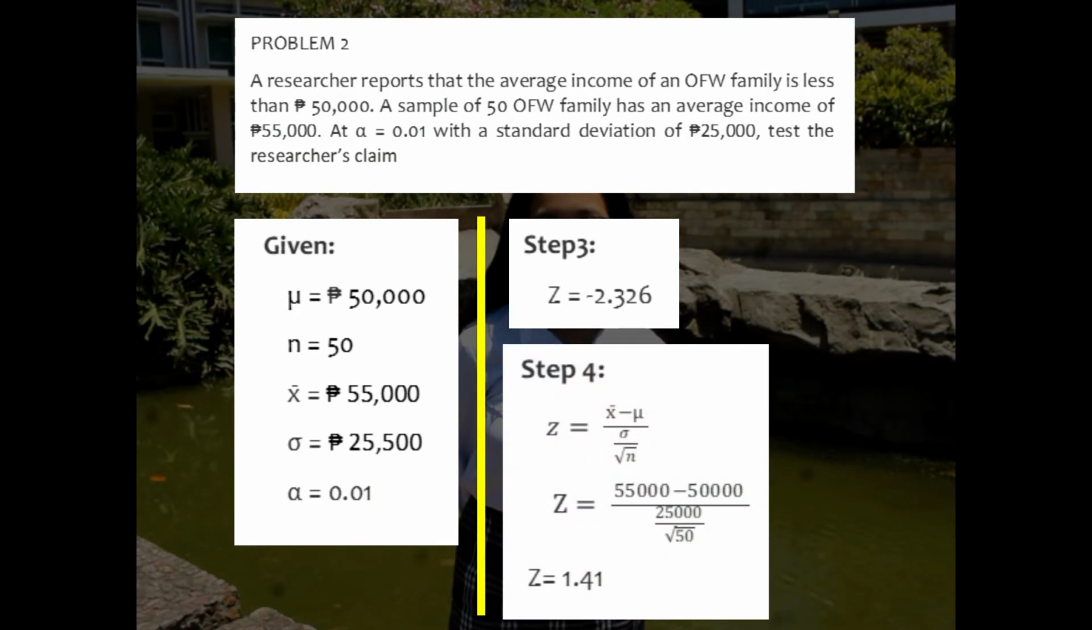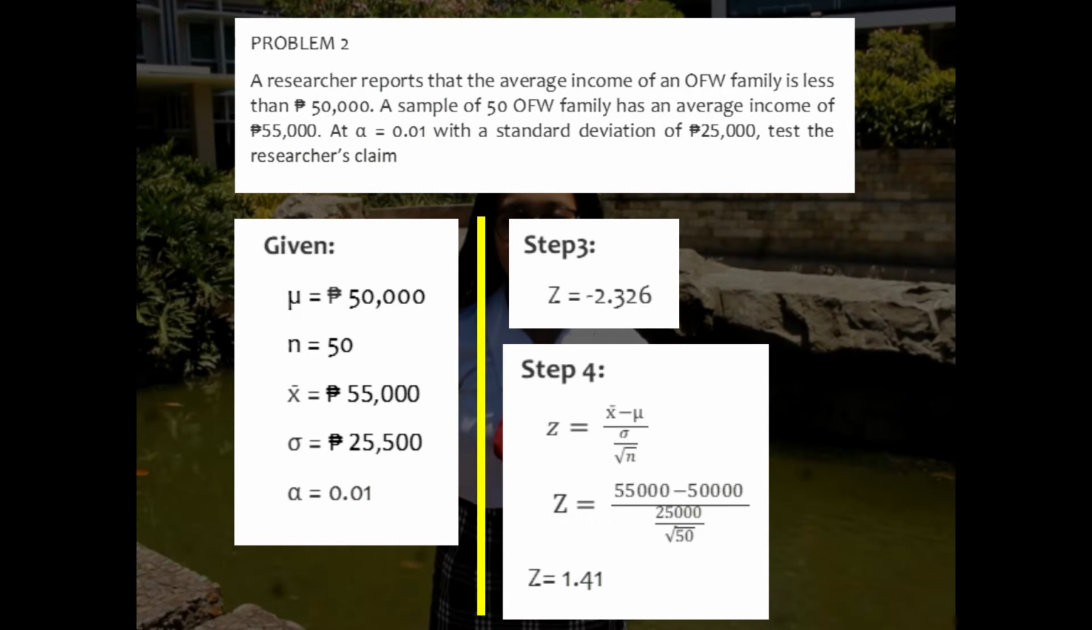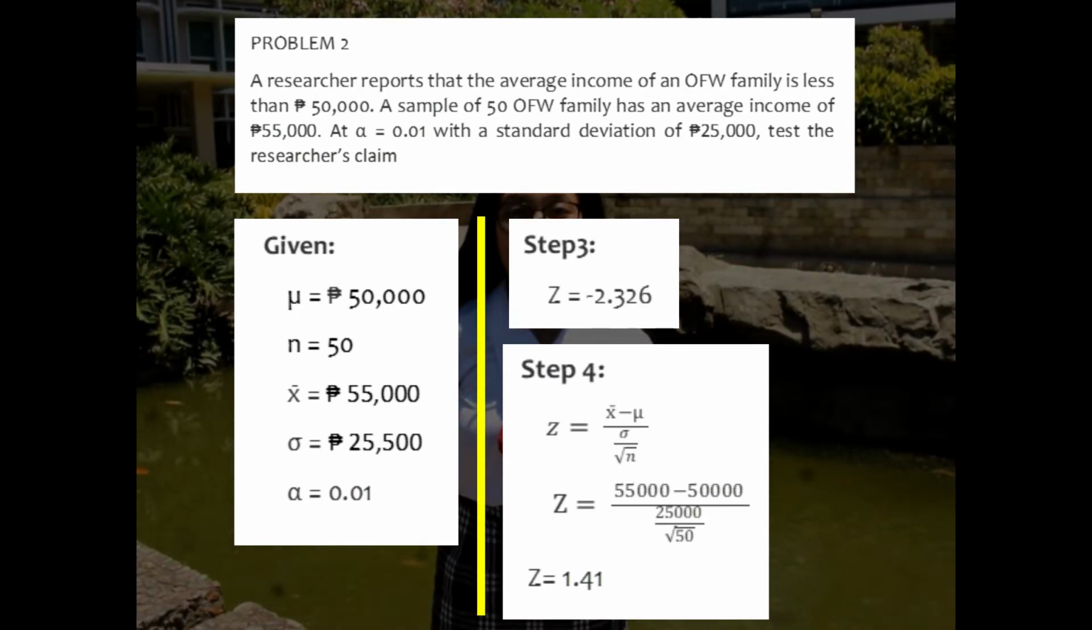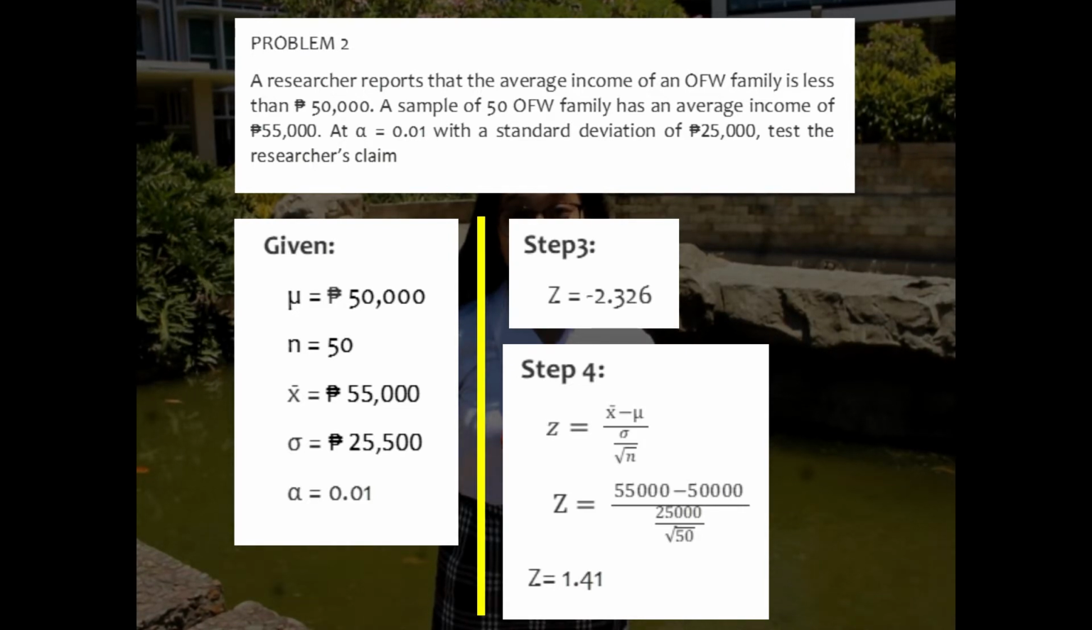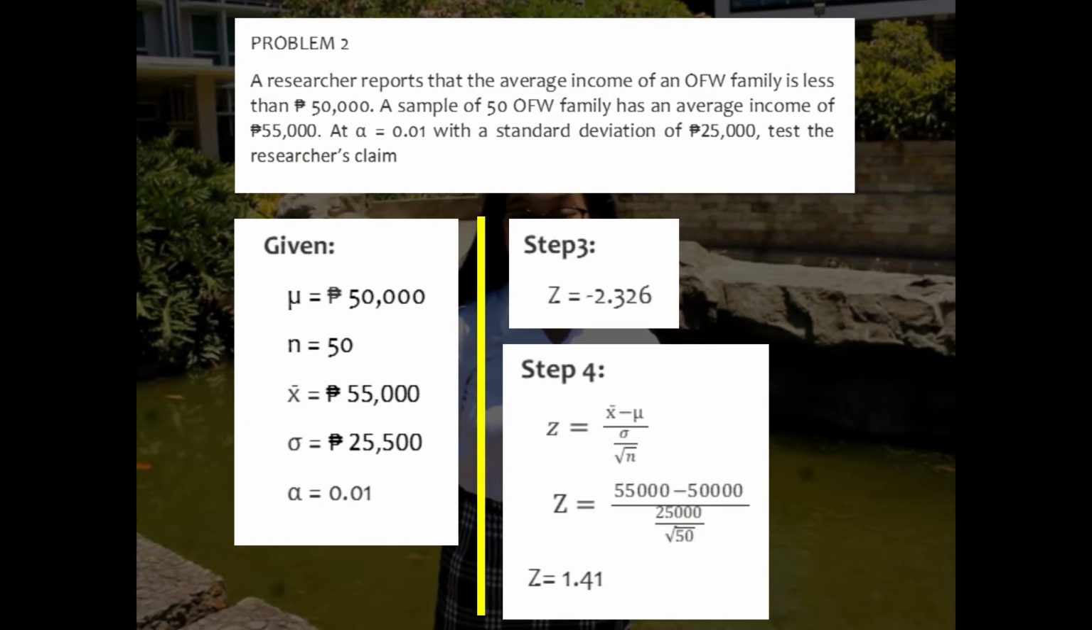Step 4. Solving for the Z value. Z is equal to X bar minus mean over standard deviation over square root of n. This formula will be applied to all problems of this kind. Substitute the values and then solve. 55,000 minus 50,000 over 25,000 over square root of 50 is equal to 1.41.